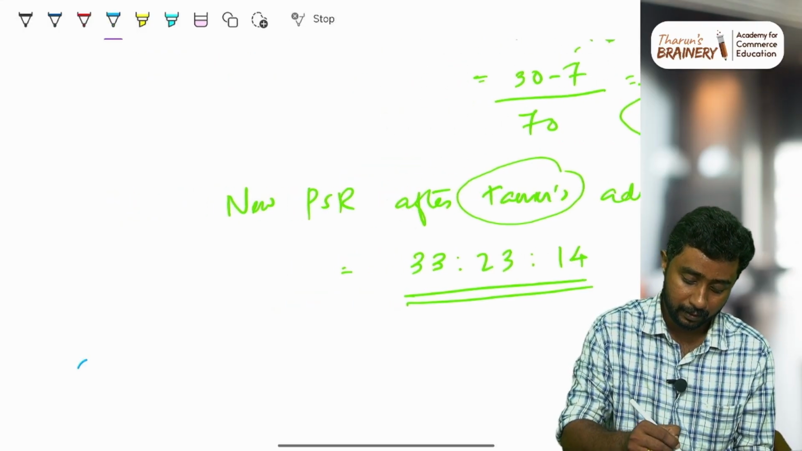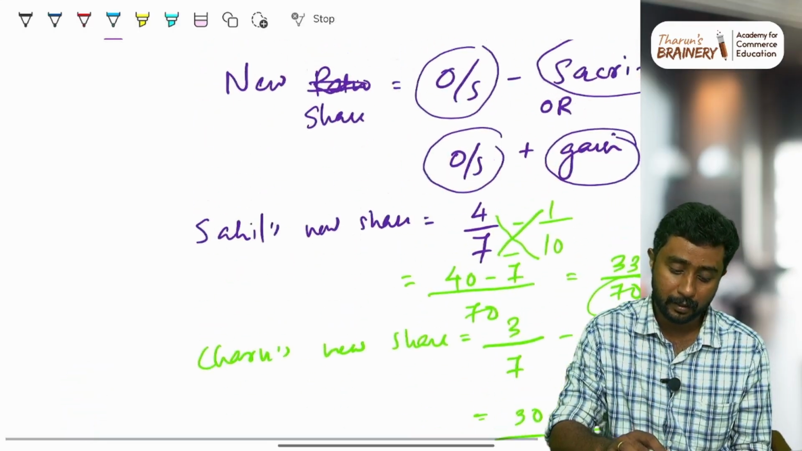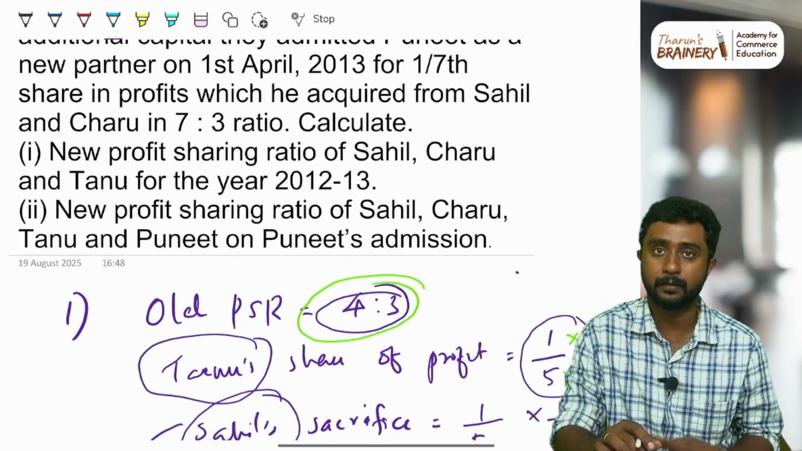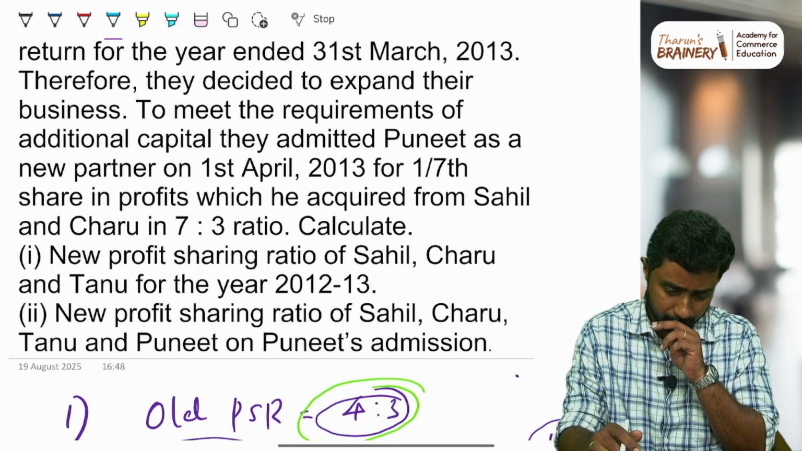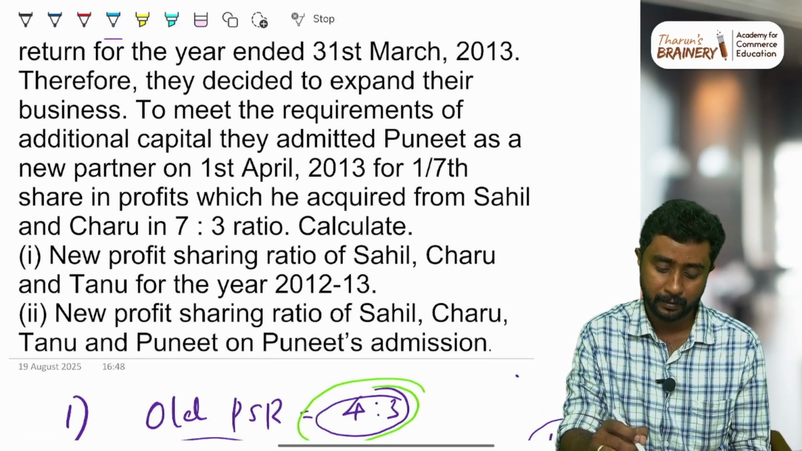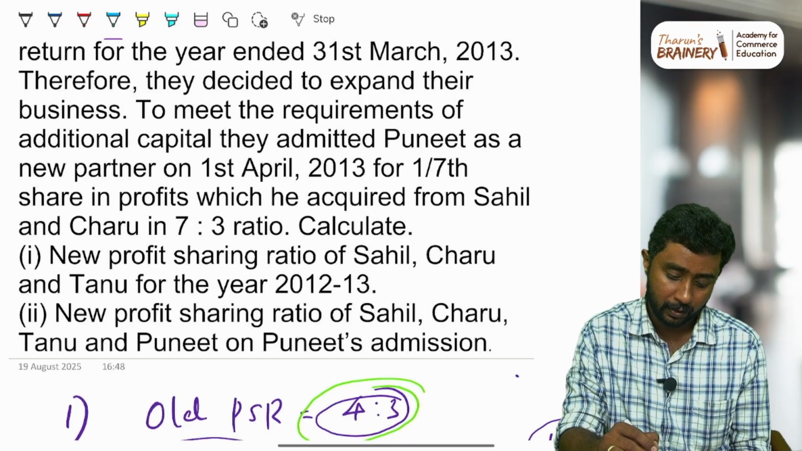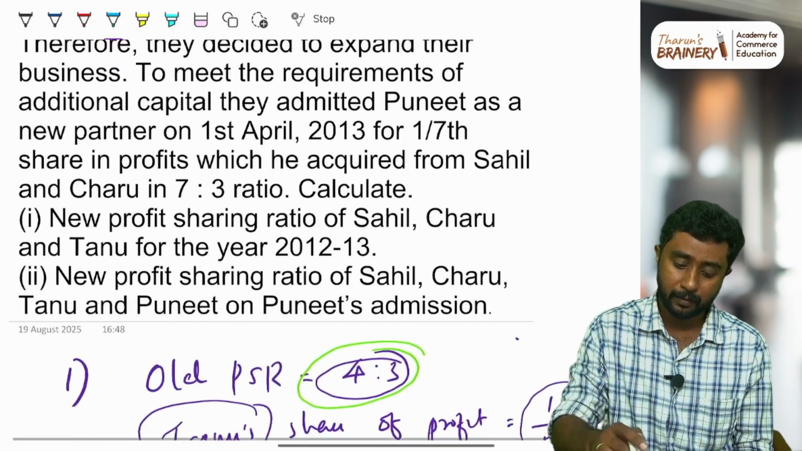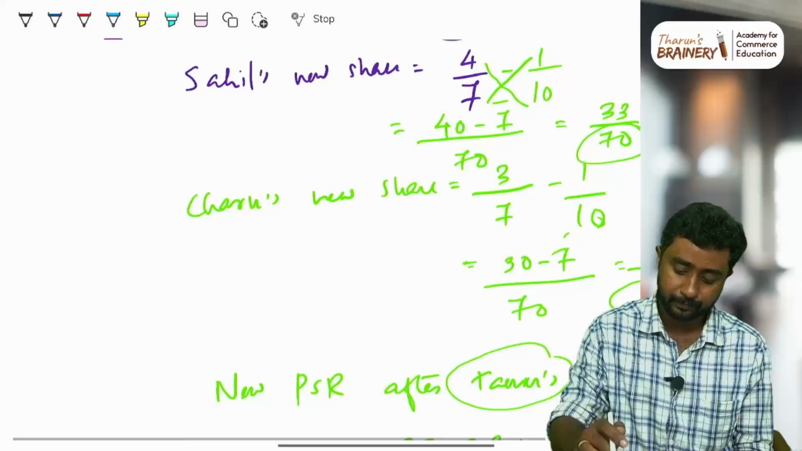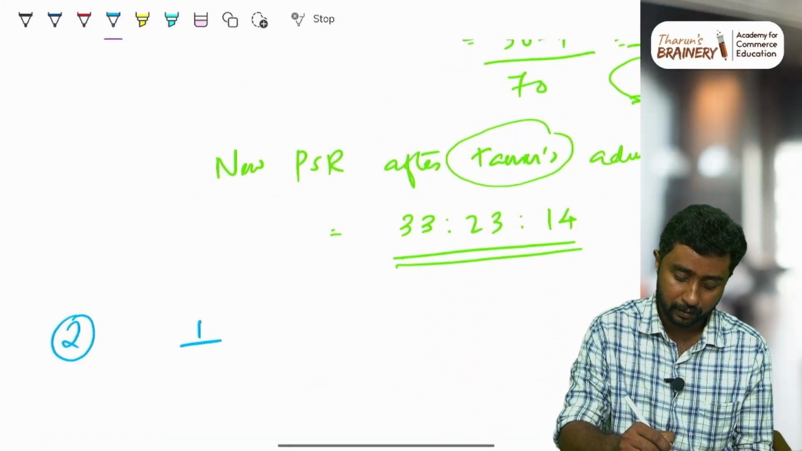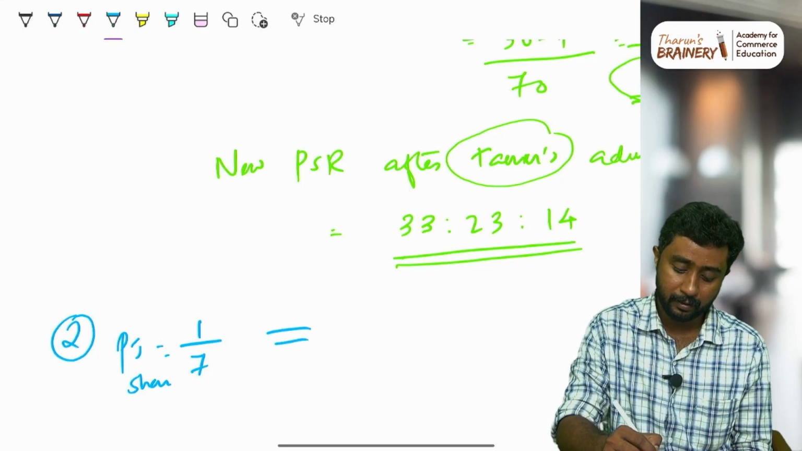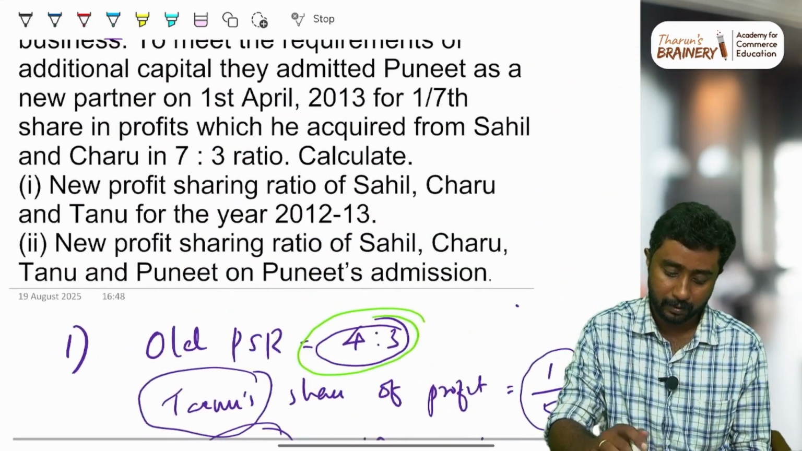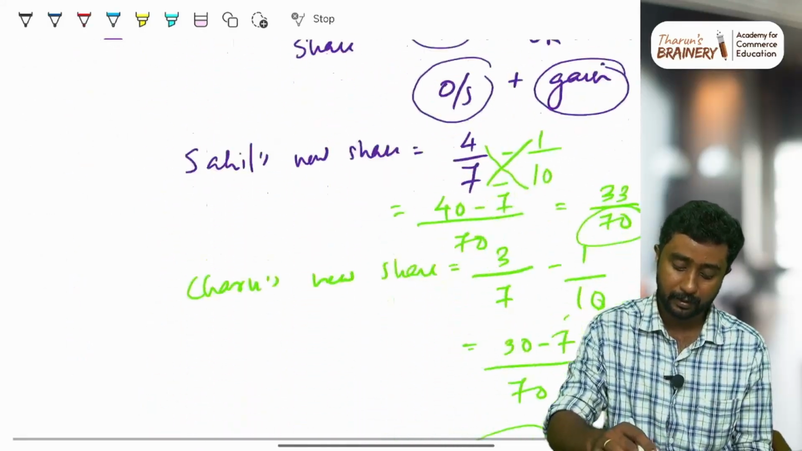Now coming to the next case, that is the second case. What is the situation? Already 3 people are there. Now they are giving admission to one more person, that is Puneet. The person is getting 1 by 7th share. So Puneet's share is 1 by 7, and this 1 by 7 he is getting in the ratio of 7:3. Okay, from whom?